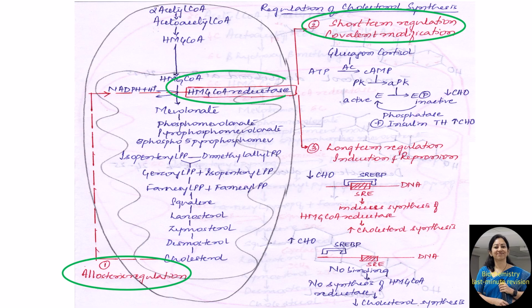The contra part happens whenever there is increased cholesterol in our body. So there is no binding of sterol regulatory element binding proteins to the sterol regulatory elements on the DNA, and because of no binding, there is no synthesis of HMG-CoA reductase, so decreased cholesterol synthesis. So this is by induction and repression of the key enzyme, that is HMG-CoA reductase. So there are three different mechanisms of regulation: allosteric regulation and covalent modification, which are short-term regulation, and induction and repression of the key enzyme, which is long-term.